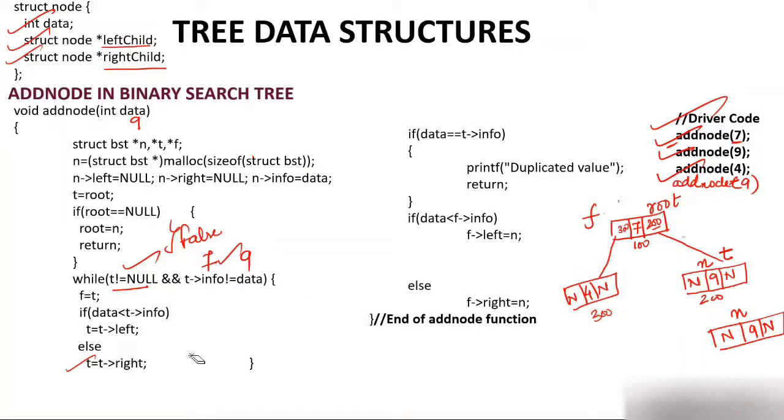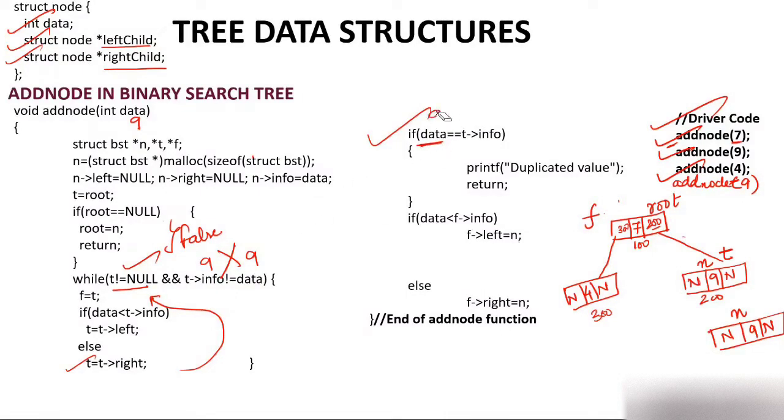Okay. Now again I go up and check. Is T not null? Yes, T is not null because T is 200. Fine. Very good. And T's info, what is T's info? T's info is now 9, is not equal to data. Data is also 9. Is 9 not equal to 9? False. This becomes false. The moment the condition becomes false, what happens? What happens exactly? I come out of the loop. The moment I come out of the loop, I came here.